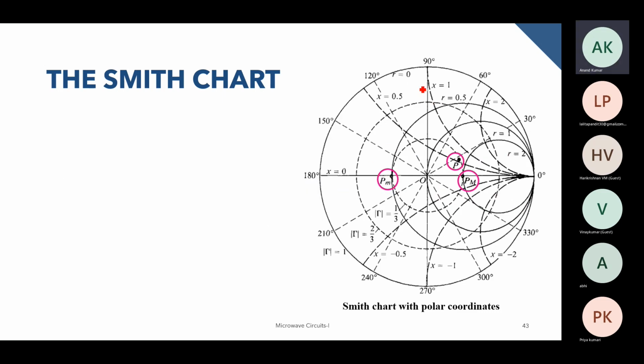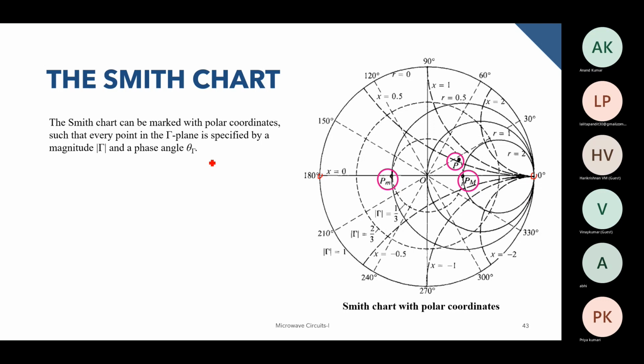So drawing this same Smith chart in polar coordinates will look something like this, where we have this point P and where we have the short circuit and the open circuit points over here. So we'll look at these points now. So the same Smith chart can be modeled with the polar coordinate system, and this is how that looks like.